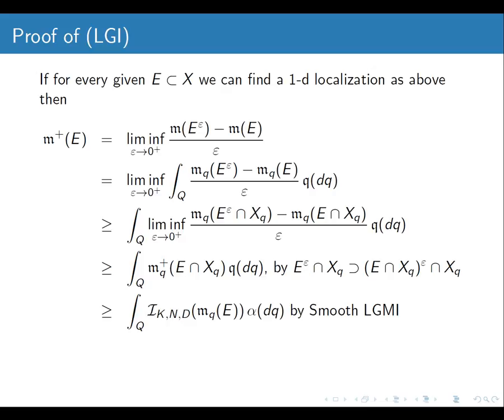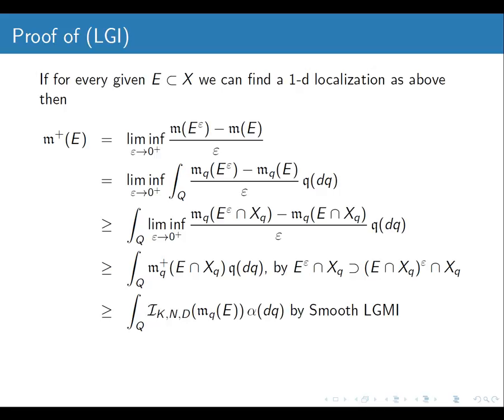So we want to find a lower bound for the Minkowski content of a given set. How do we do it? We just go by definition. You take the limit of the epsilon enlargement of your set E, and you take a kind of derivative with respect to epsilon. Now what we know is that the measure m has been decomposed in one-dimensional rays. So from the first line to the second line, we just use the decomposition of the measure that we have found. Maybe I can write it again here.